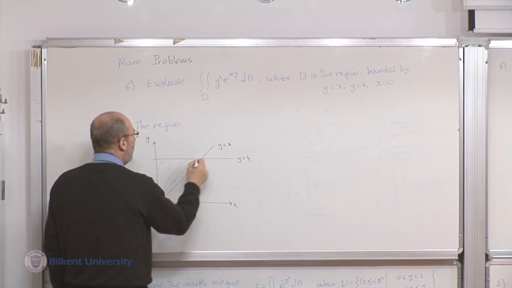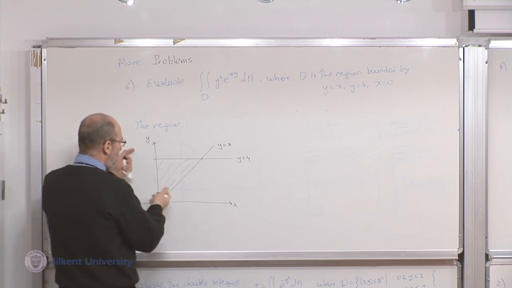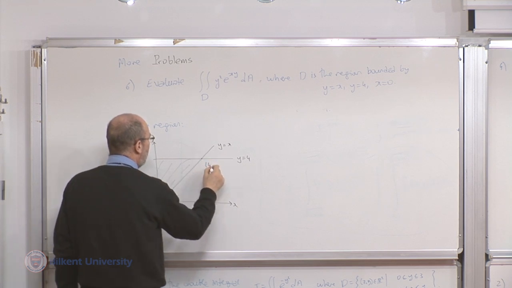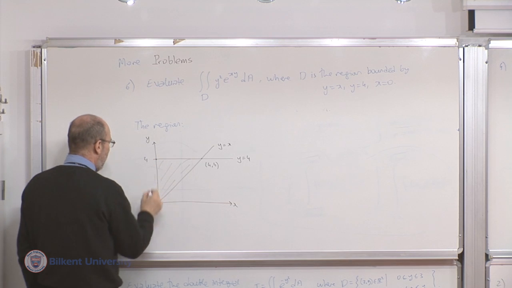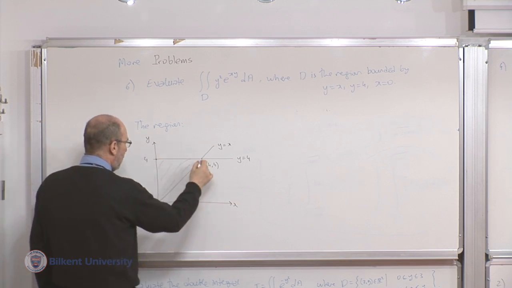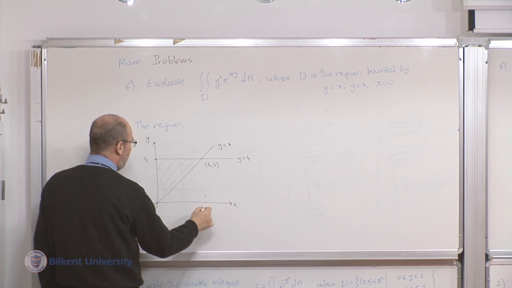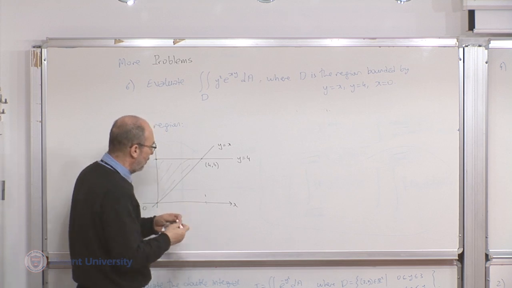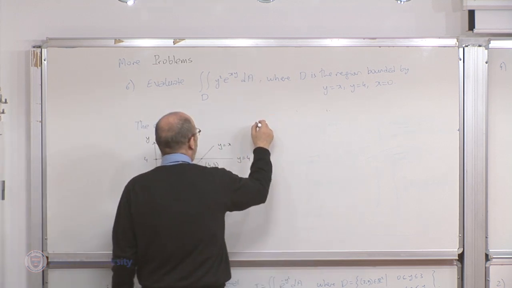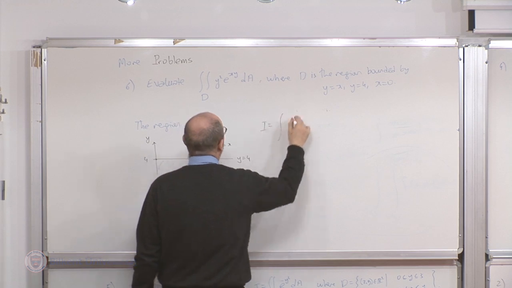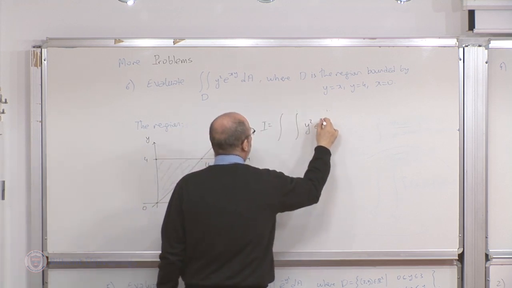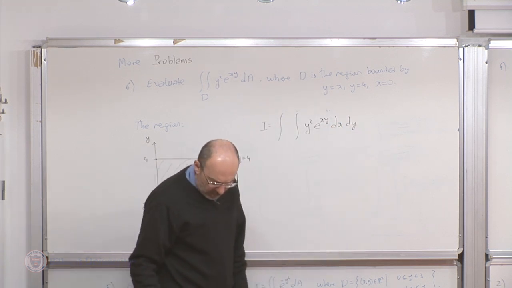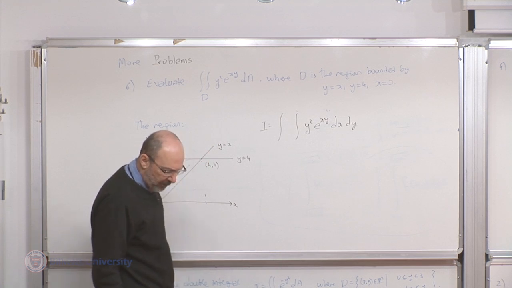So let's denote the significant points. Points of intersection are significant, so this is apparently 4, 4. This is y equals 4, this is 0, and this, well, I don't think we'll need this, since we are going to integrate with respect to x, we don't need this number, but it's 4. Okay, so we set up the integral of y squared e^(xy) dx dy.